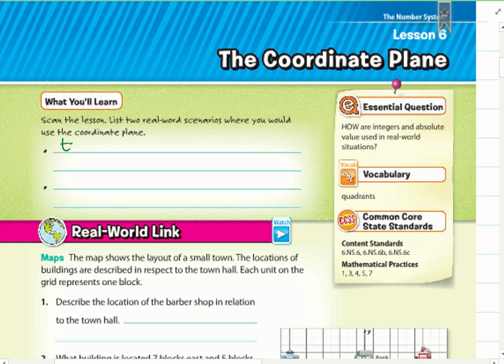It's a scan lesson. It lists two real-world scenarios in which you will use the coordinate plane. We use this to find a location on a grid. The other thing is to describe an object's location.